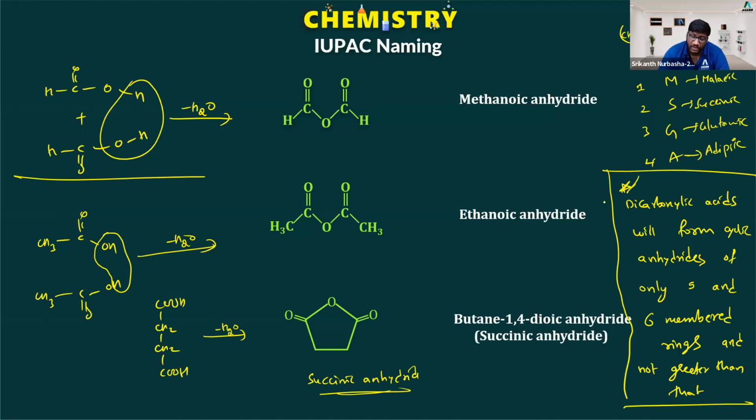These rules are said to be Blanc's rule. We'll discuss that in carboxylic acids. So if we heat a simple carboxylic acid, what happens? If we heat a carboxylic acid with two COOH groups, what happens? More than that, what happens? All those cases we are going to look at in the mechanistic approach.